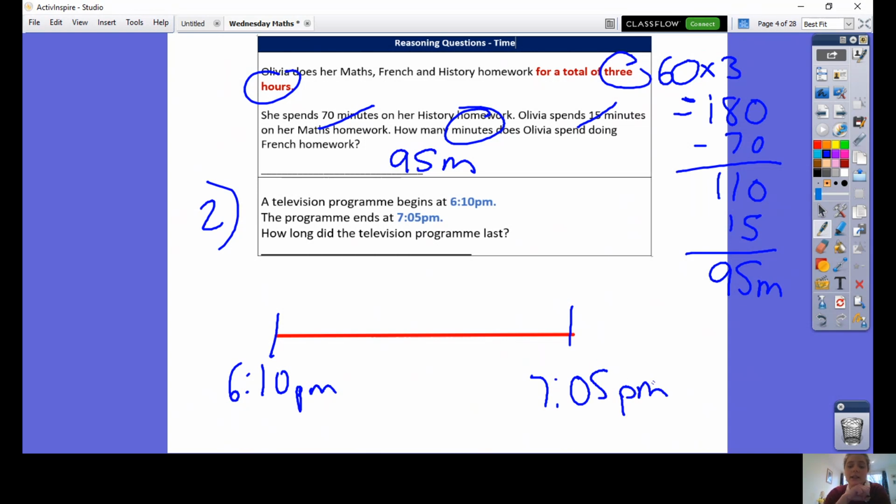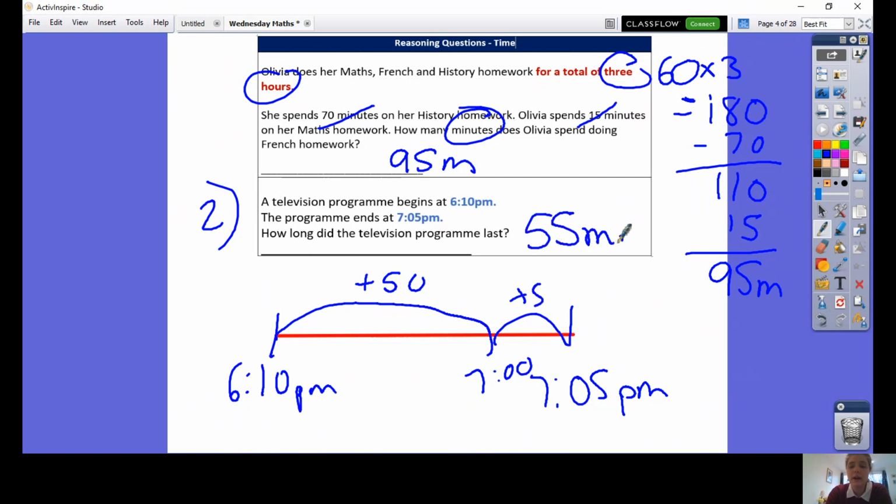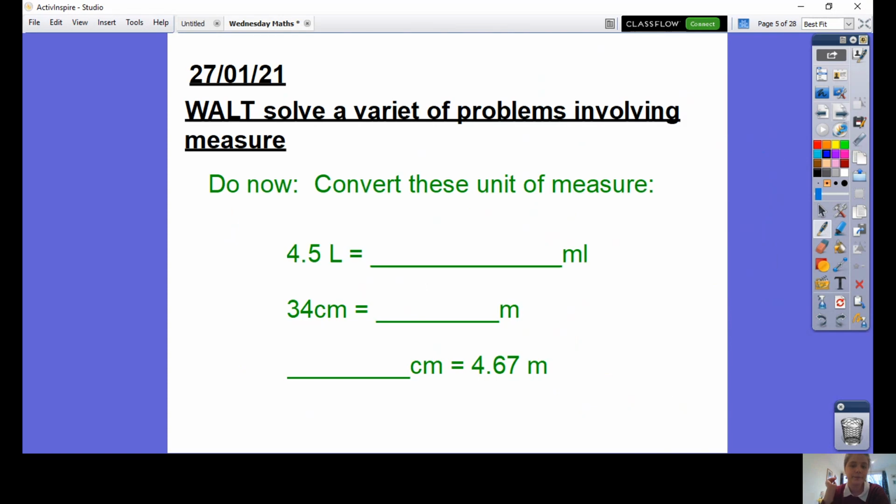Okay, so I need to get from 6:10 to 7:05 in 2 jumps. My first jump will be to 7 o'clock. How many minutes did I need to add there to get from 6:10 to 7? Well done if you said 50. Now my second jump will be to 7:05, that's another 5 minutes. So in total, the television programme lasted 55 minutes. And if you, like me, wrote M there, make it mins, because M stands for meters, as we know.